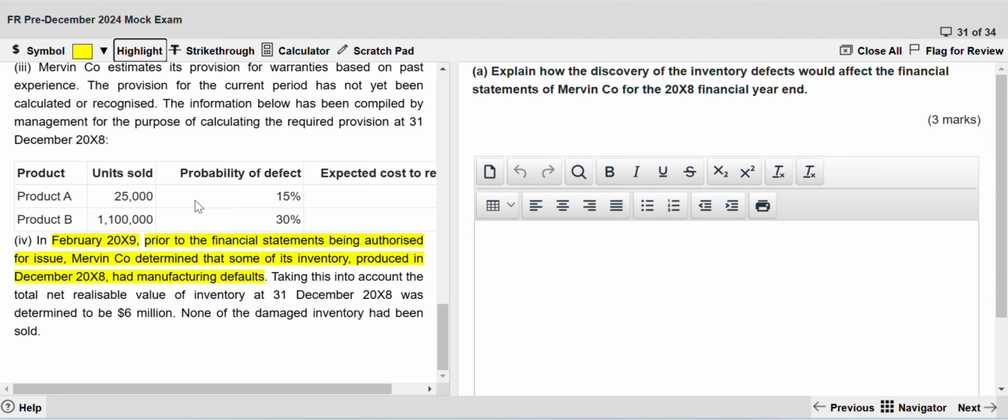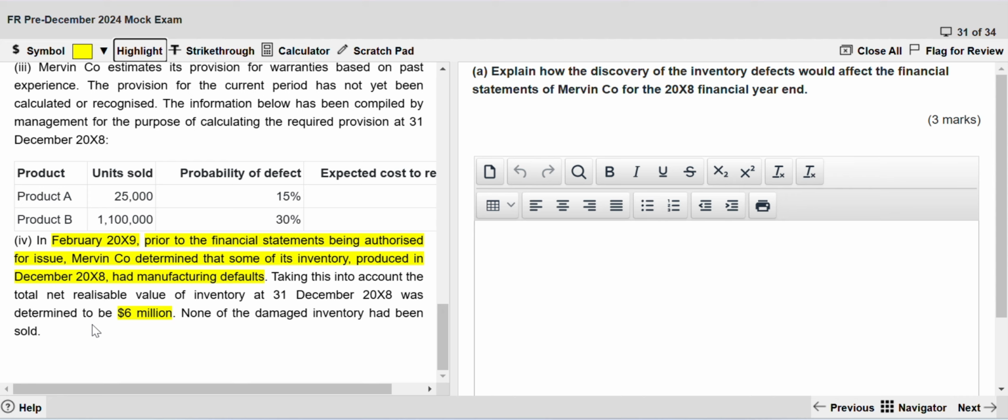So what has happened here? Lower, correct, compared to its cost. So it has some defects, yes. Which means it's an adjusting event, correct? Taking into account the net realizable value of inventory at 31st December, it was determined to be $6 million. None of the damaged inventory had been sold, correct?